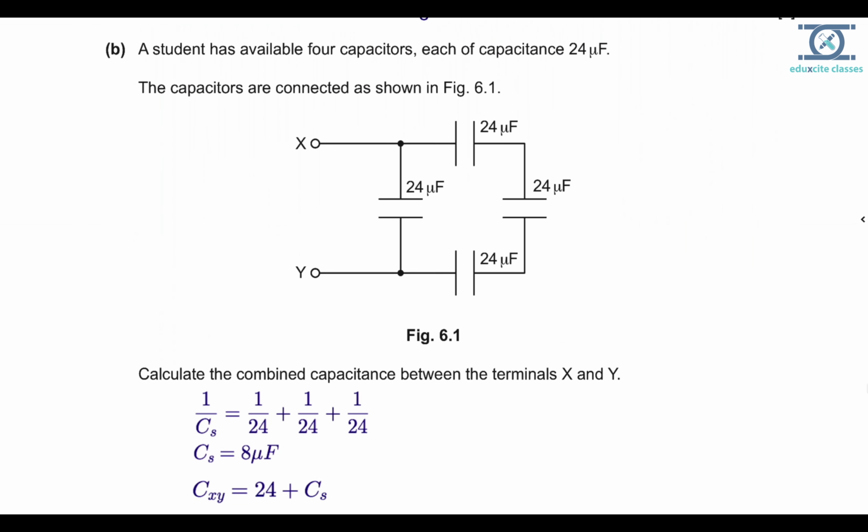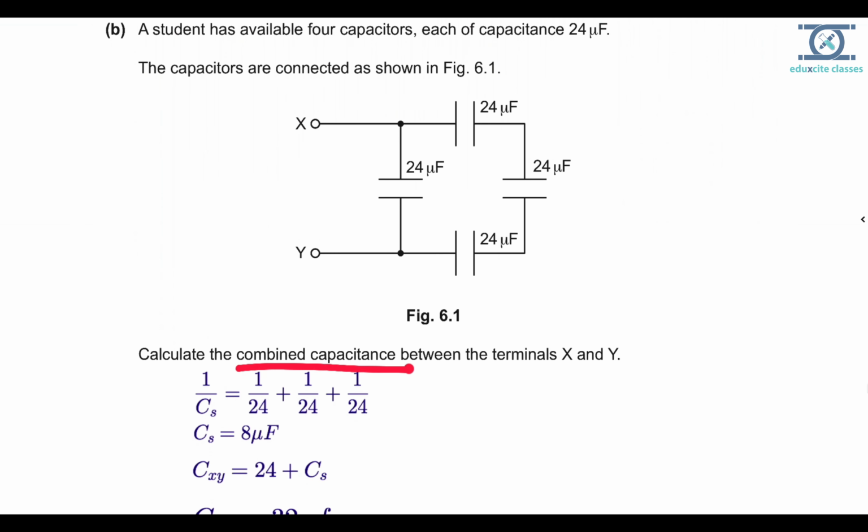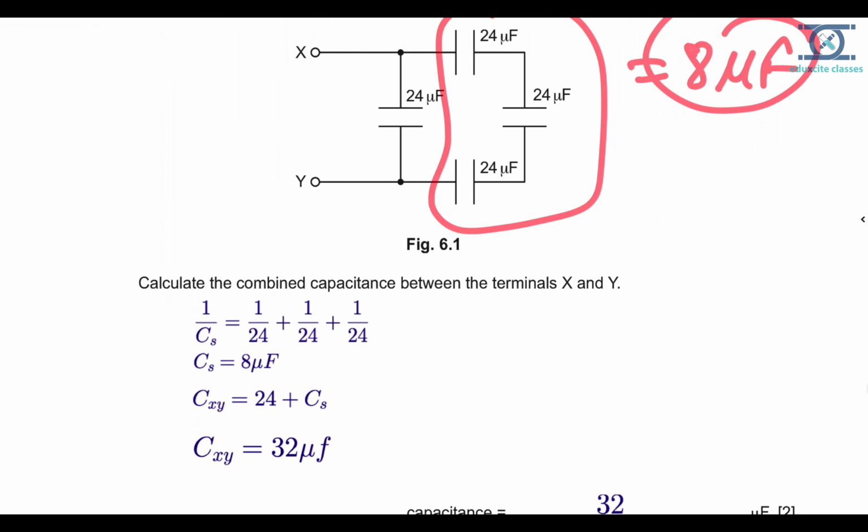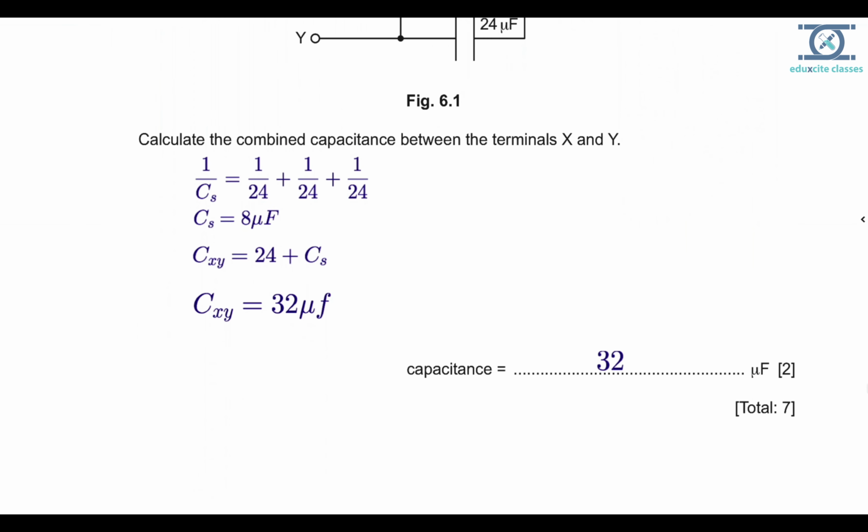Now the B part, combined capacitance for terminal X and Y. We can see here these all have the same capacitance, so these 3 are connected in series. We know that 1 upon CS equals 1 upon 24 plus 1 upon 24 plus 1 upon 24. That gives you the combined capacitance for the series part, which comes out to be 8 microfarad. Now for the parallel, 24 plus 8, that is 32 microfarad, which is the answer.